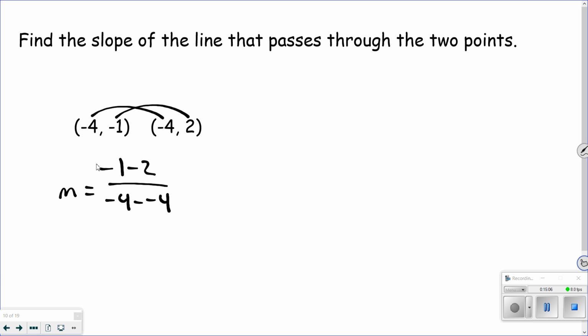Be really, really careful with signs. On top, I get a negative 3, but just be careful. Minus a negative changes to a plus. So negative 4 plus 4 ends up being 0. Hey, you cannot divide by 0. So negative 3 divided by 0 doesn't work, which means it's undefined. What this means, if you remember that example we did with the graph, is that this line is a vertical line.